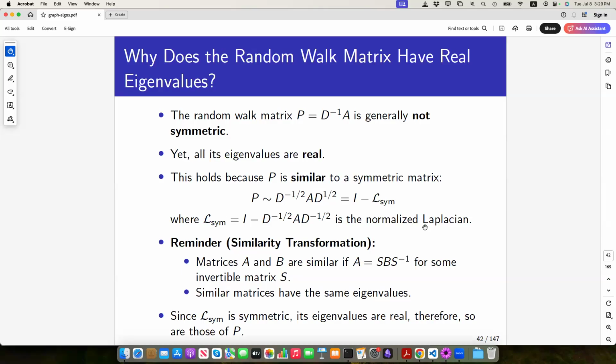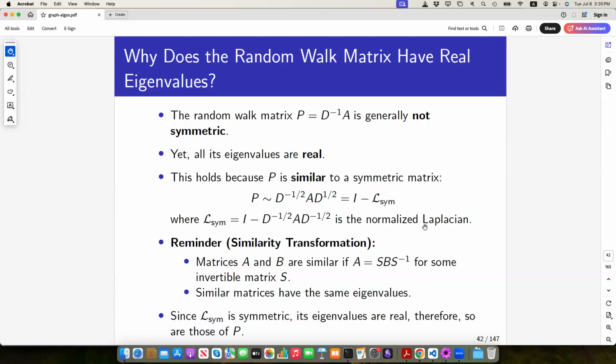So why does a random walk have real eigenvalues? I claim it has real eigenvalues because if you remember from linear algebra, there is something called similarity transformation. So if I multiply it on the left by the square root of the inverse of the degrees times the square root of the degrees, so this is similarity transformation, I get exactly the Laplacian. So basically, since this has real eigenvalues because it's symmetric, and we have a similarity transformation, P is also having real eigenvalues. And there's a one-to-one mapping between those eigenvalues.